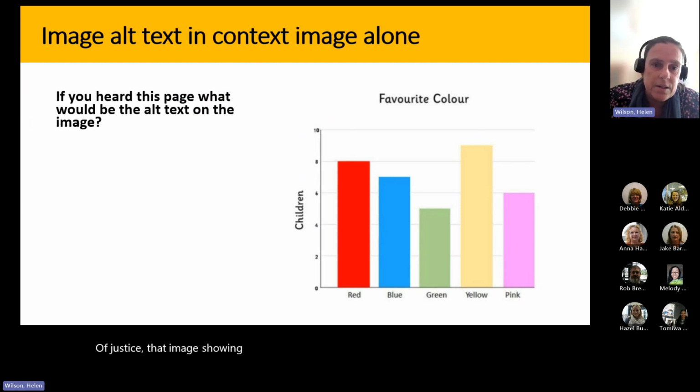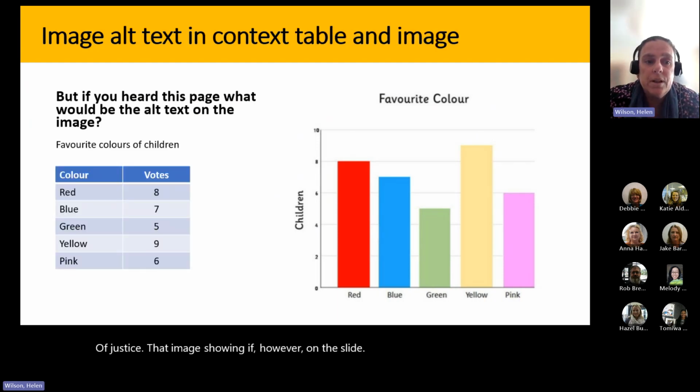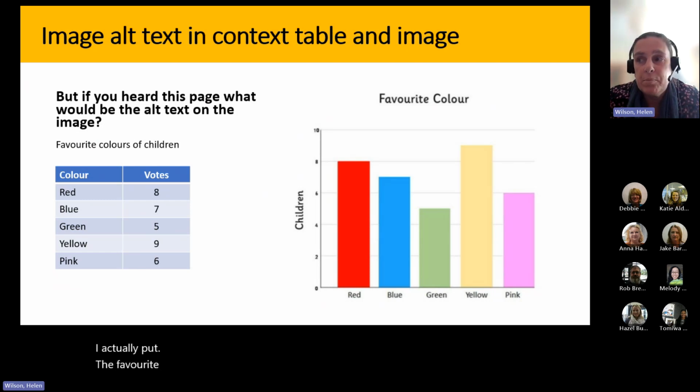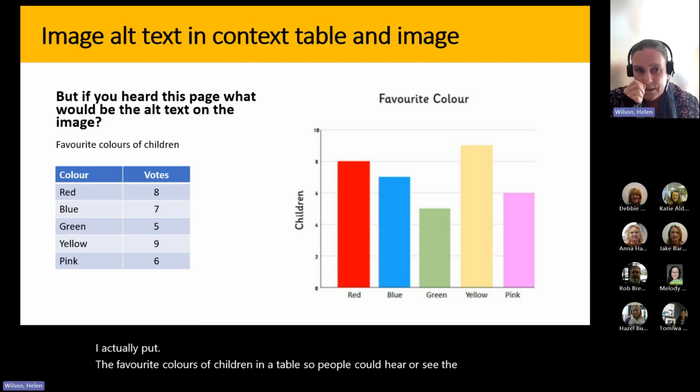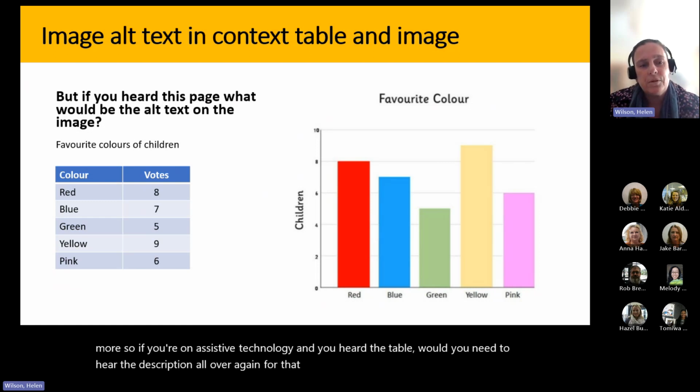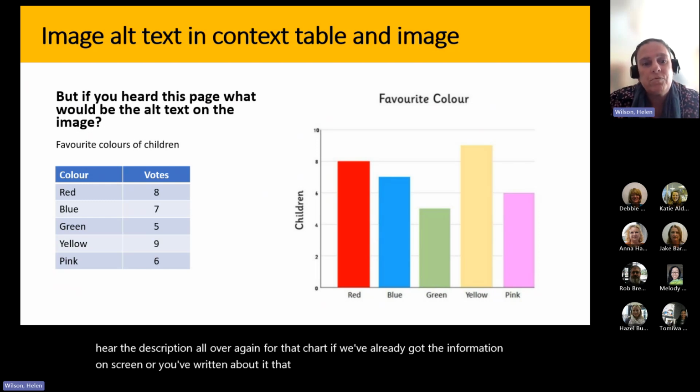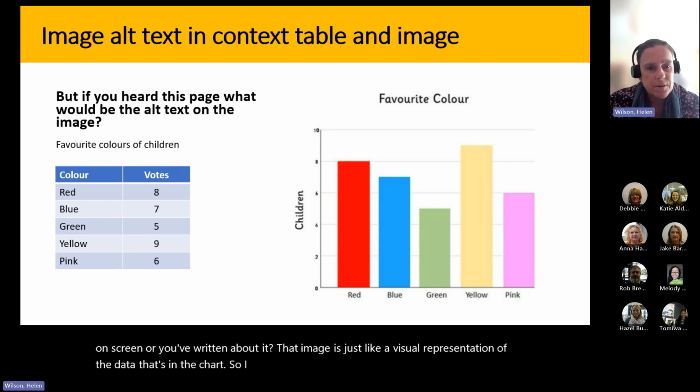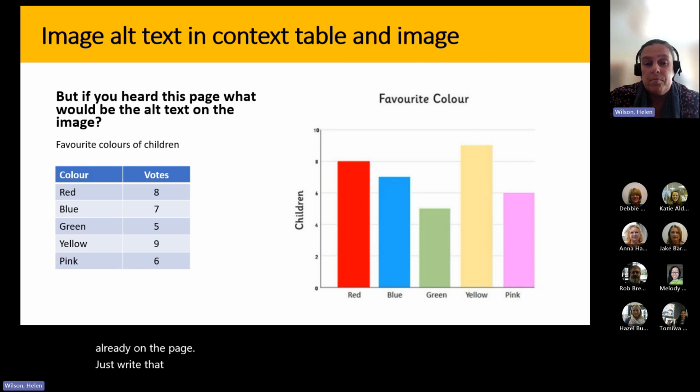If, however, on the slide, I actually put the favourite colours of children in a table, so people could hear or see the table, more so if you're on assistive technology and you heard the table, would you need to hear the description all over again for that chart? If we've already got the information on screen or you've written about it, that image is just a visual representation of the data that's in the chart. So I could, in this context, because the information is already on the page, just write that label, chart showing the favourite colour of children. So that's slightly the difference.